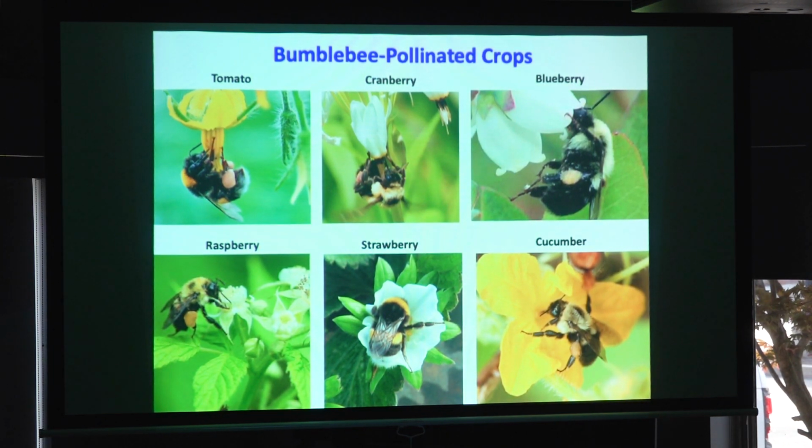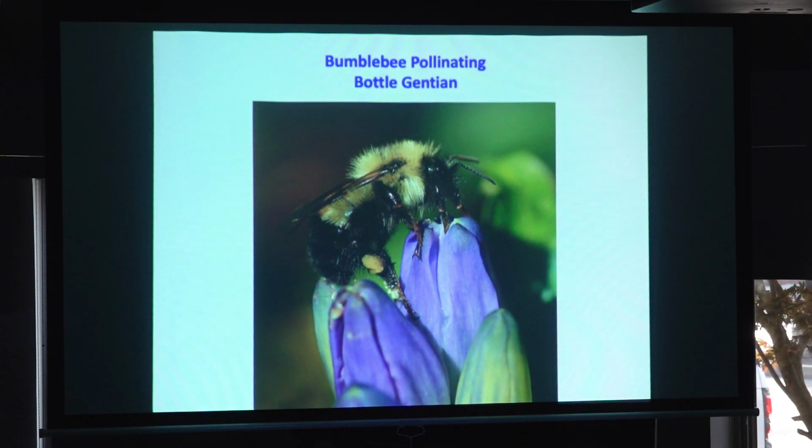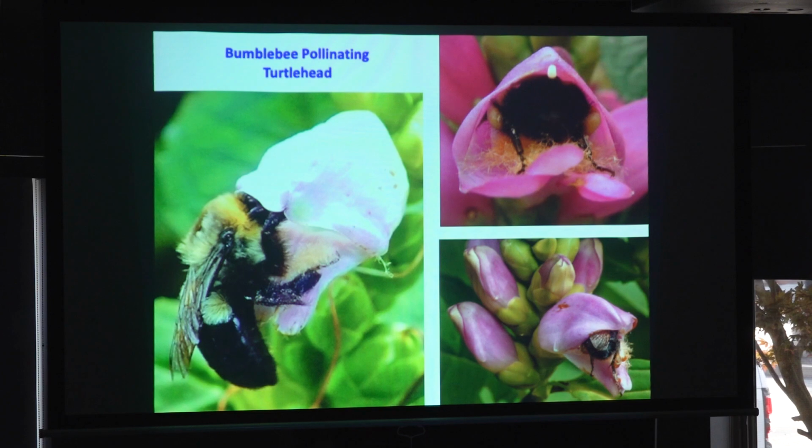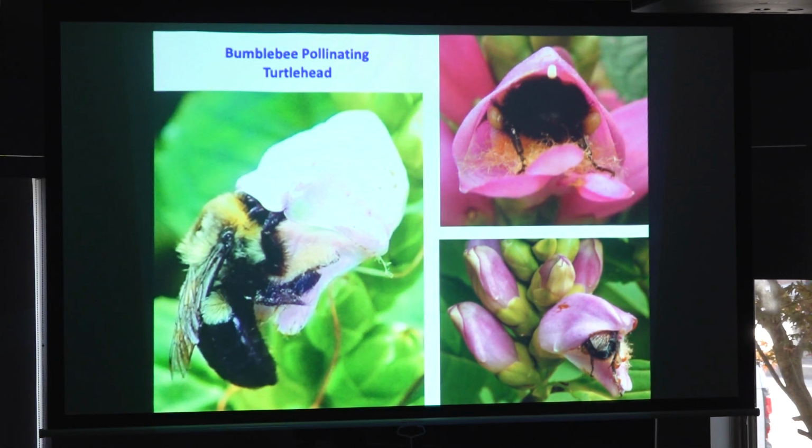Sometimes farmers even raise bumblebees and have bumblebee hives, for example, in tomato greenhouses, very good at pollinating tomatoes and anything in that family, such as peppers and potatoes and you name it. There are some wildflowers that can only be pollinated by bumblebees. For example, this bottle gentian, a flower that never opens. So only a bumblebee can force its way into it. And only a bumblebee can crawl into these turtlehead flowers.